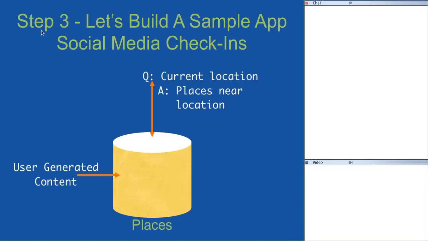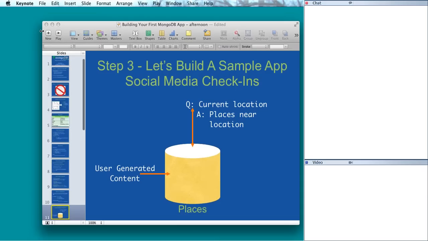So step 3 here is building a sample application. Let's walk through the data model for this. But before I do that, I want to see if anyone has any questions. You can just type them in the chat room, and I'll answer a few of them. Let me pull up this chat window. If anyone has any questions, you can type them into the chat window, and I'll take a moment here.